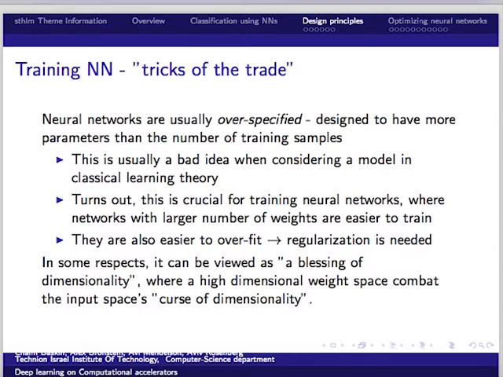So this is usually a bad idea when considering a model in classical learning theory. Okay, in classical learning theory, it's a bad idea to do it. Why do you think it's a bad idea in classical machine learning methods?